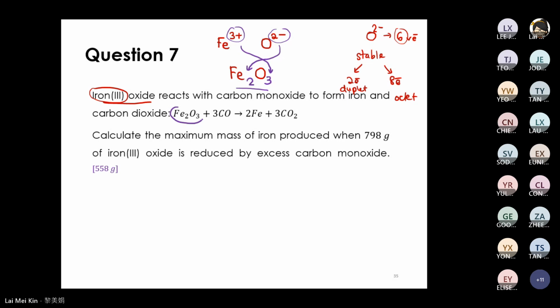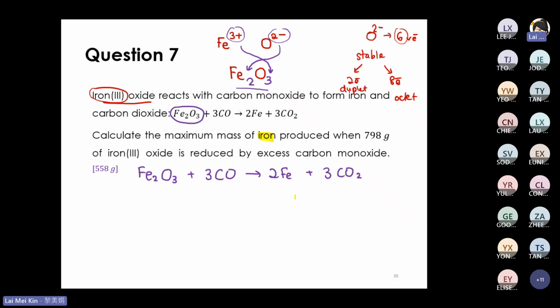Fe2O3. Why am I going such a long length? Because I want you to know how to identify what is what. Only then you can start. So back to here: Fe2O3 plus 3CO produces 2Fe plus 3CO2. Calculate the maximum mass of iron produced.